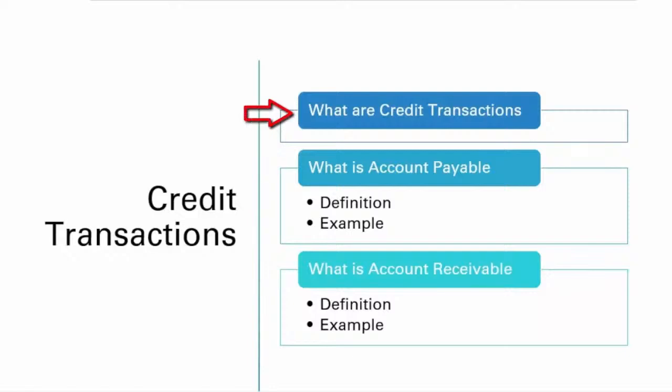What are credit transactions? When we talk about credit transactions, we mean situations where payment doesn't happen right away. Instead, the business or the customer agrees to settle the amount later. Think of it like a promise. You either owe money to someone, that's accounts payable, or someone owes money to you, that's accounts receivable. This promise forms the basis of these two accounts. Easy enough so far, right?